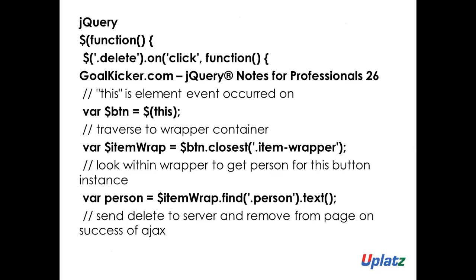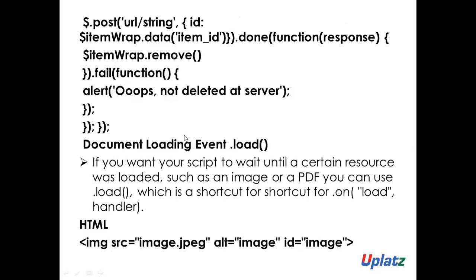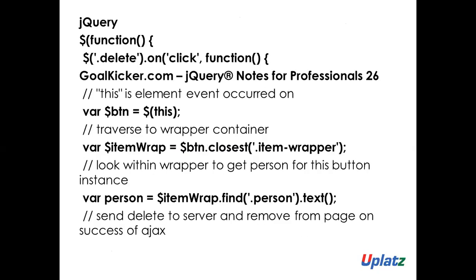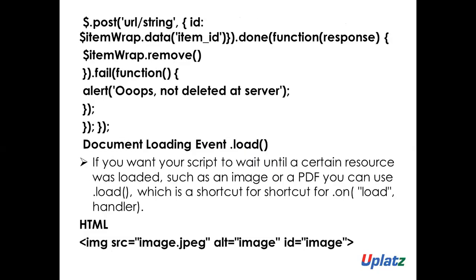In the jQuery, if I click on the delete button, it will wrap everything inside that, and then it will make a post to a URL with the item wrapper, and then a response function removes the item wrapper. I have also written what to do if it fails, or if it is not deleted on the server. These are the things I can do with the post URL.